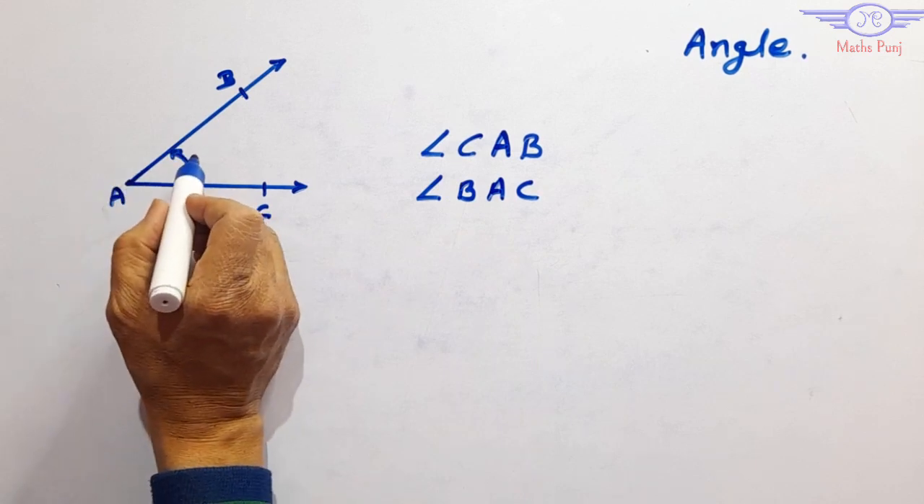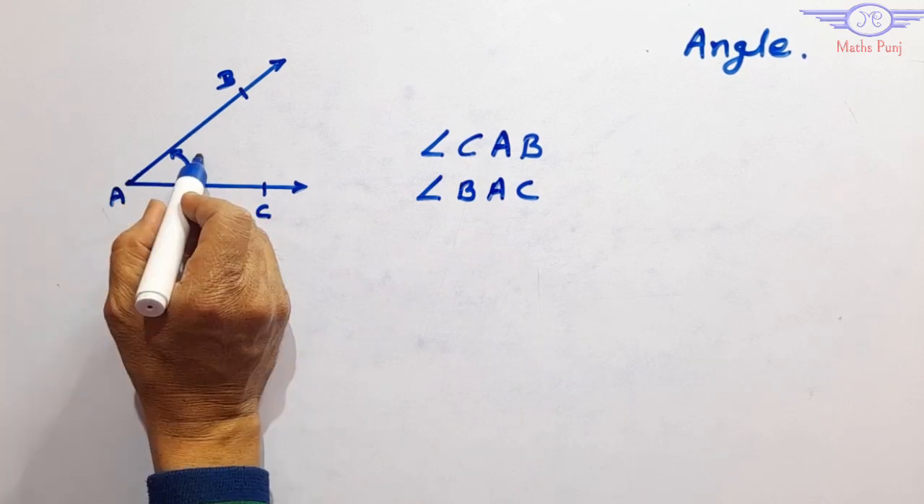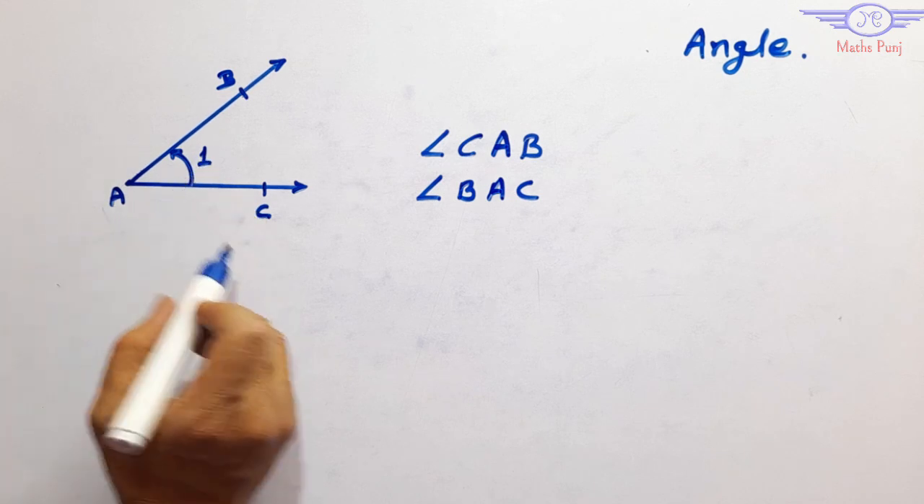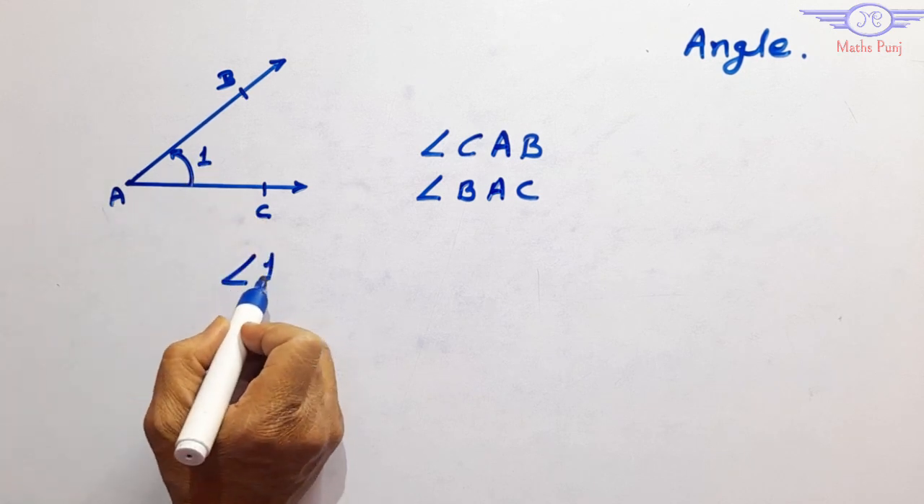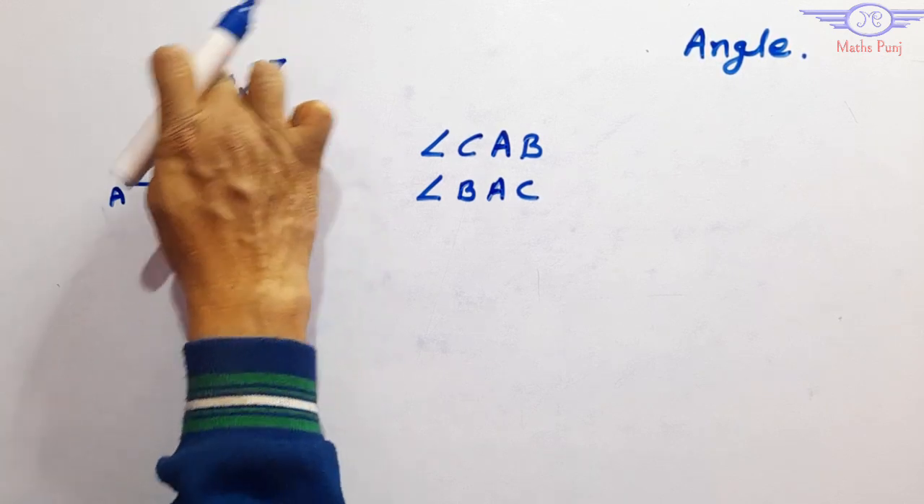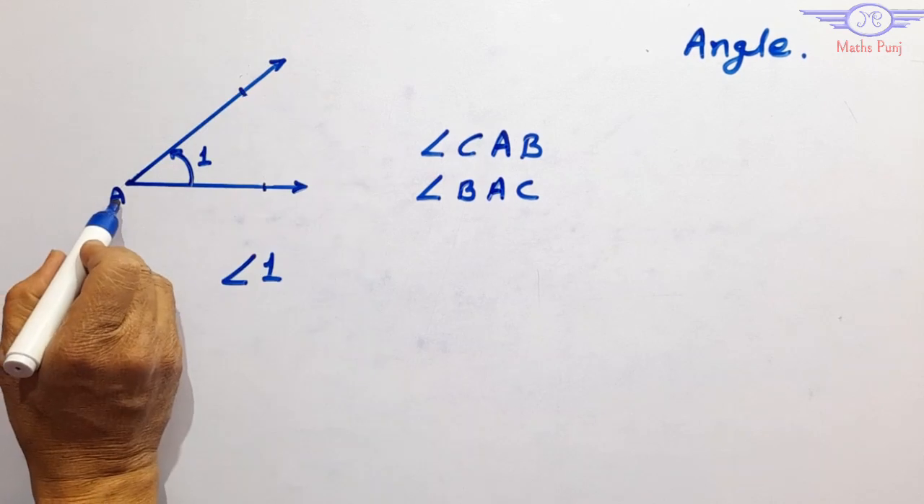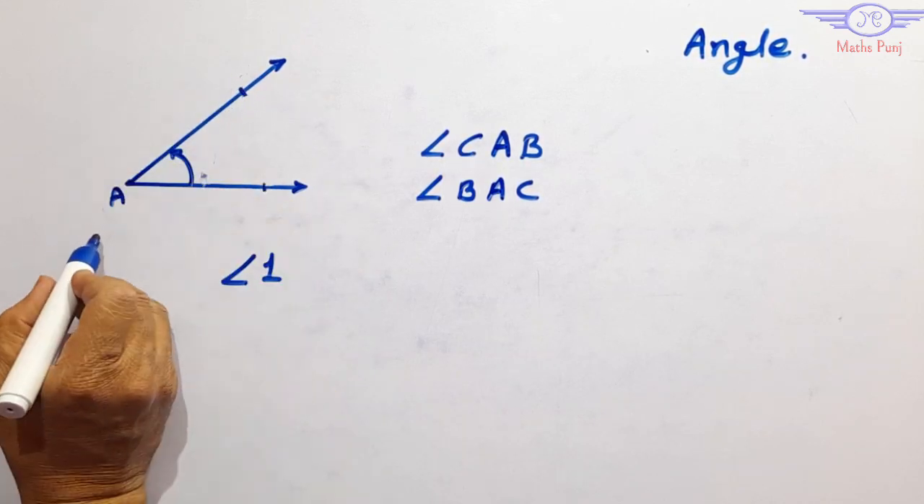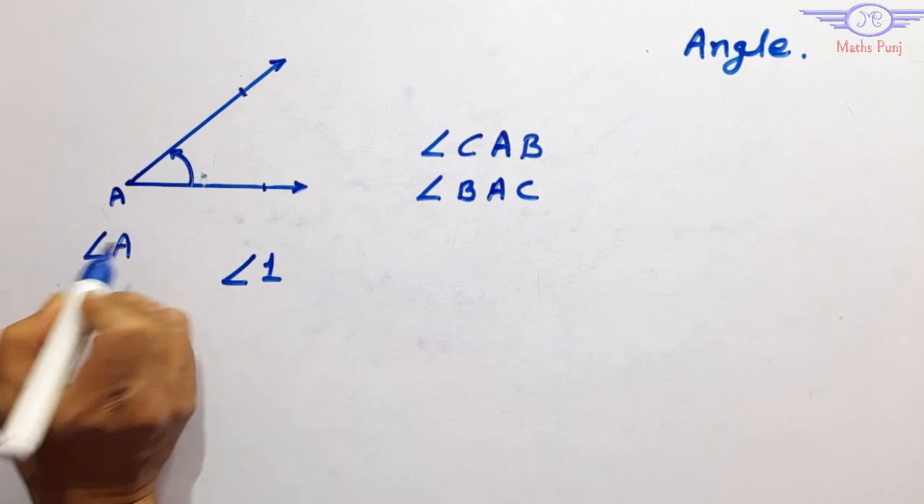If there is a number, we can put it here. Like if we put the number 1 here, then we can say the angle is angle 1. Otherwise, if there is no indication of any point or number and only A is written there, then we can say it is angle A.